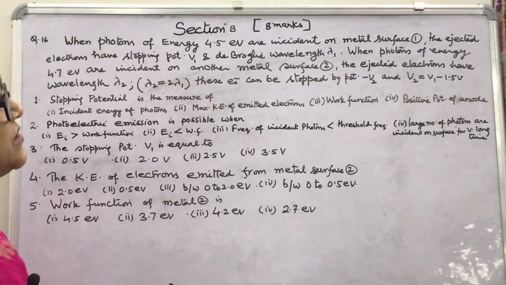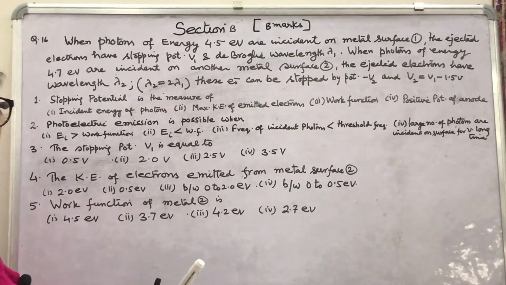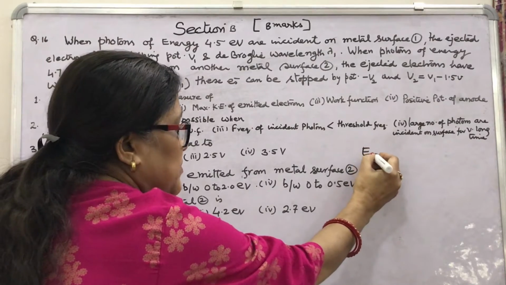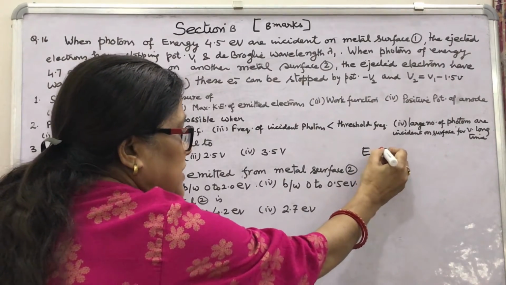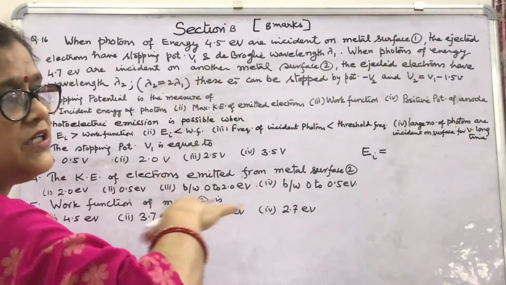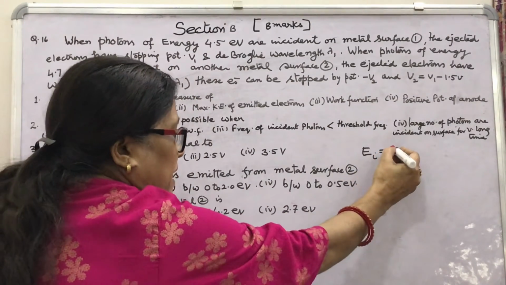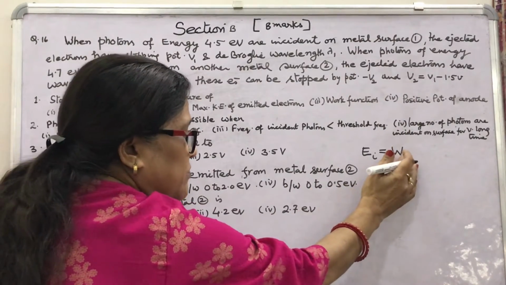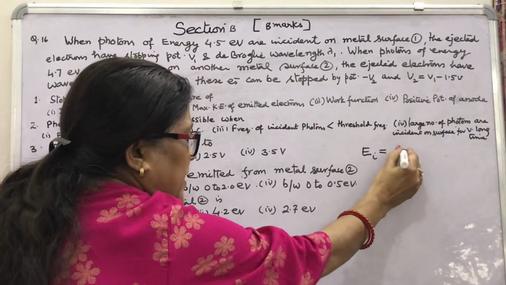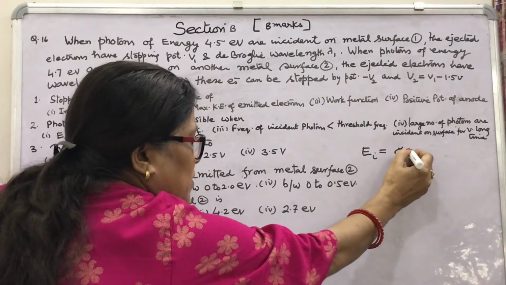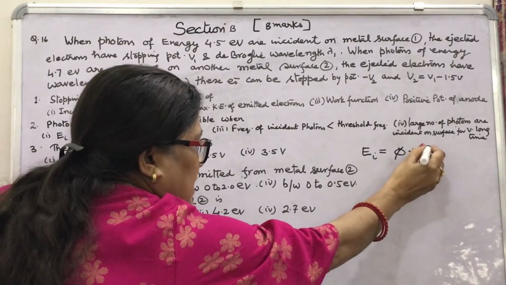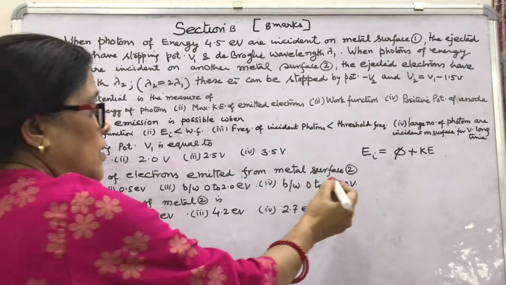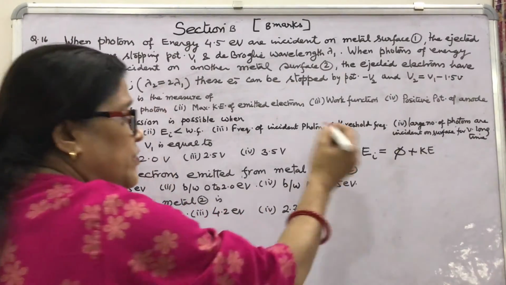You know what the photoelectric effect is? The basic equation of the photoelectric effect: when the incident photons have energy E, suppose E incident, then when a photon is incident on the metal surface, the energy is partly used to take out the electron from the metal surface. This is the work function, also denoted by phi or W in some books, plus the rest of the energy is provided as kinetic energy to the electrons. This is the basic equation of the photoelectric effect.